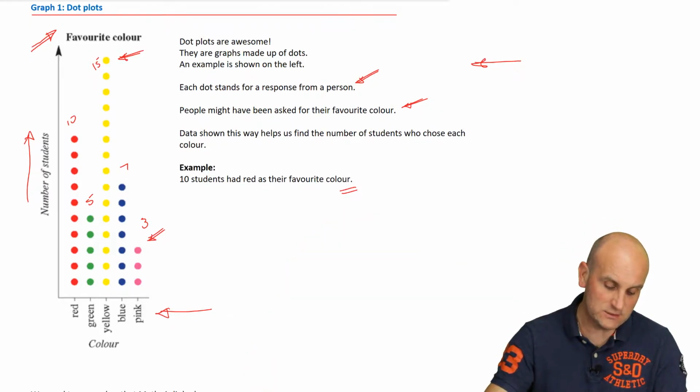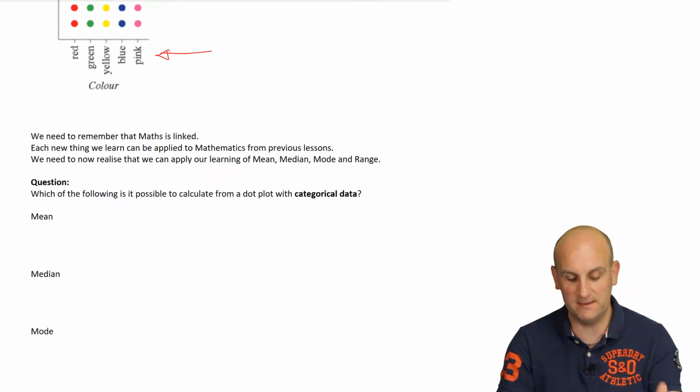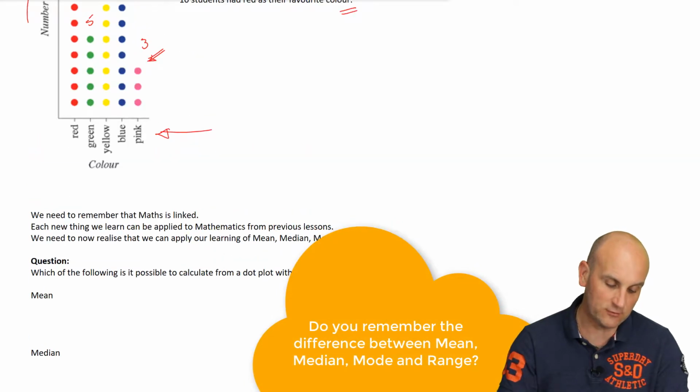So that is a dot plot. And we've got to remember that maths is linked. So mean, median, mode, and range. So let's have a look at our graph again.